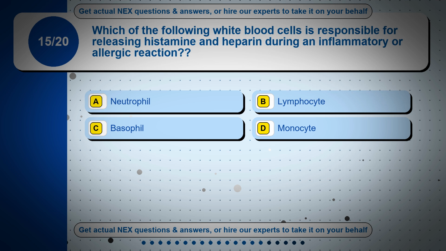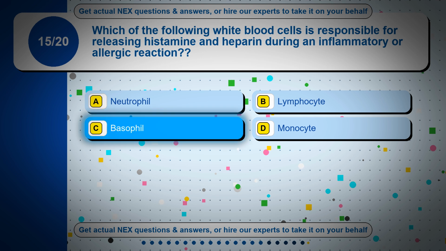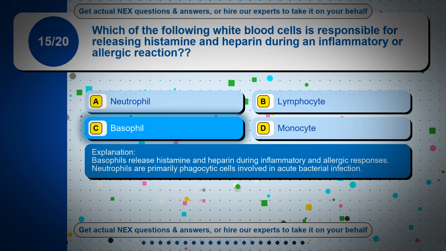Question 15. Which of the following white blood cells is responsible for releasing histamine and heparin during an inflammatory or allergic reaction? Option A, neutrophil. Option B, lymphocyte. Option C, basophil. Option D, monocyte. The correct answer is option C, basophil. Basophils release histamine and heparin during inflammatory and allergic responses. Neutrophils are primarily phagocytic cells involved in acute bacterial infection.